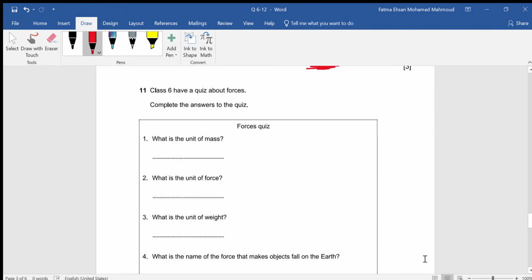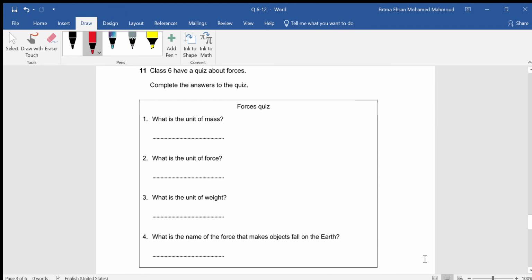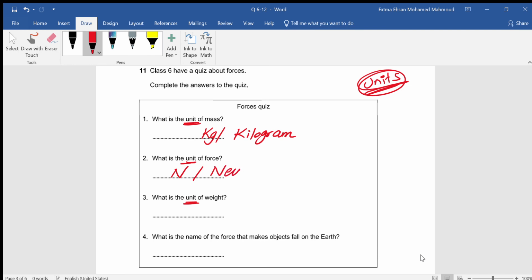Question number 11. Class 6 have a quiz about forces. Complete the answers to the quiz. What's the unit of mass? Unit of force, unit of weight. So mostly this question is about the units. Units and measurements. It's a very important topic. What's the unit of mass? Mass is measured in kg, which is kilogram. What's the unit of force? It's Newton, N. If you write N or Newton, both are correct. What's the unit of weight? Also, weight is measured in Newtons.